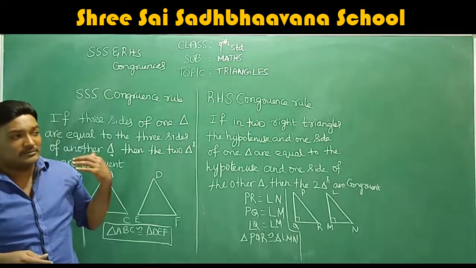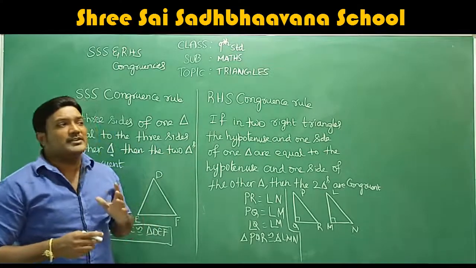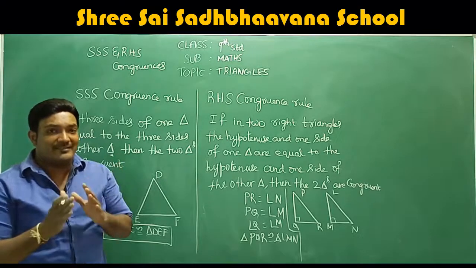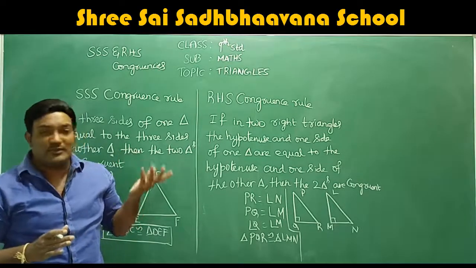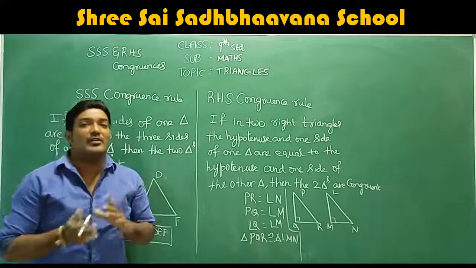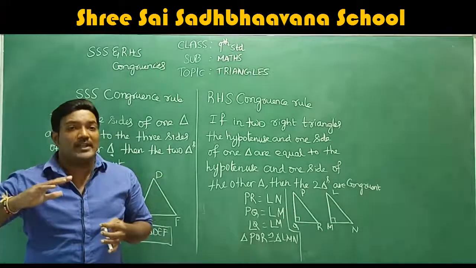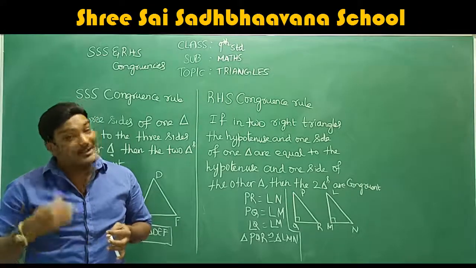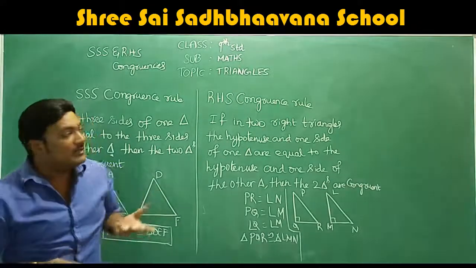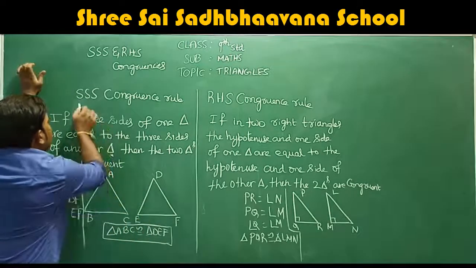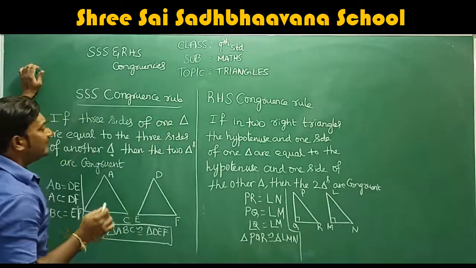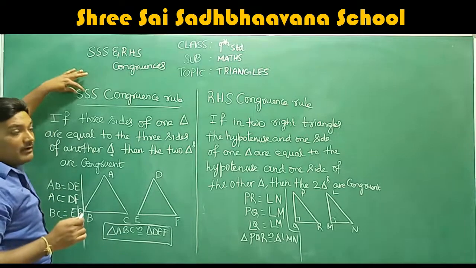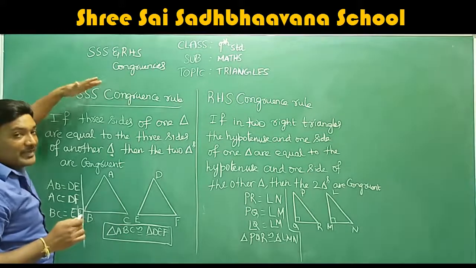These two congruencies also come in the same pattern. As we discussed in the previous videos, SAS congruency means we compare the corresponding sides of two triangles, corresponding angle and side: side angle side. Here the difference is it is side only. We are not having an angle in between. All are three sides only. We don't have any angle here.